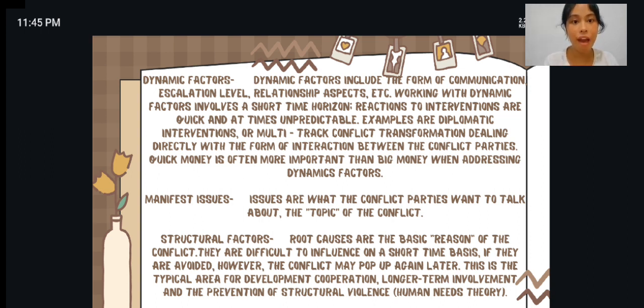Next, we have manifest issues. Issues are what conflict parties want to talk about, the topic of the conflict. Structural factors: root causes are the basic reasons of the conflict. They are difficult to influence in a short period of time, and if they are avoided, the conflict may pop up again later. This is the typical area for development cooperation, long-term involvement, and prevention of structural violence.